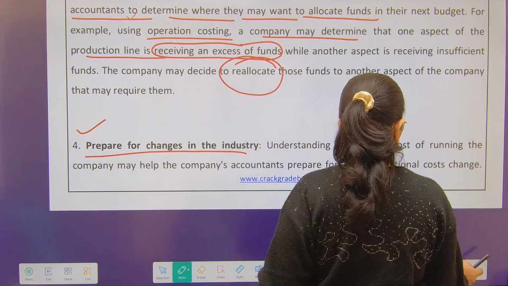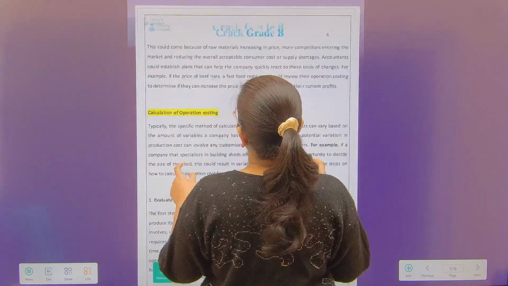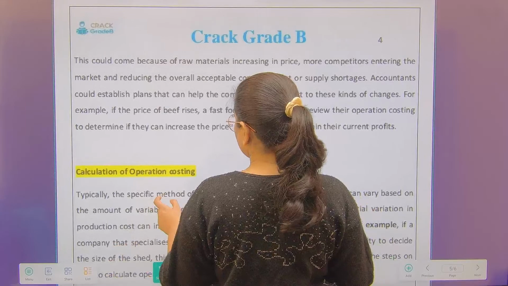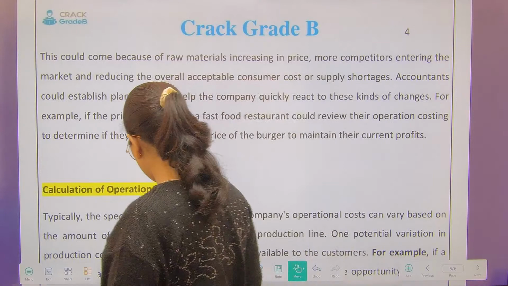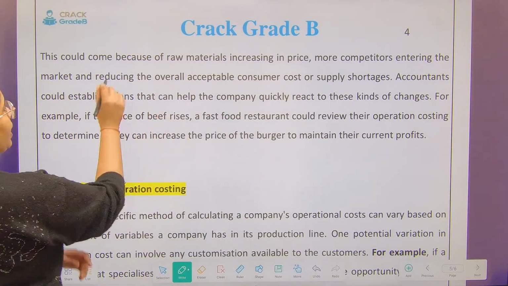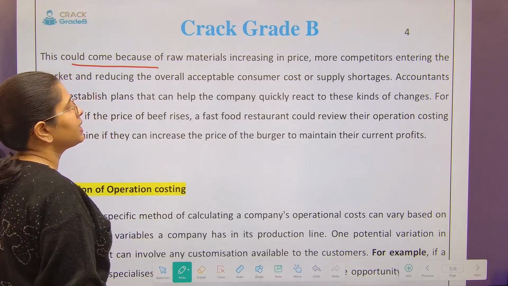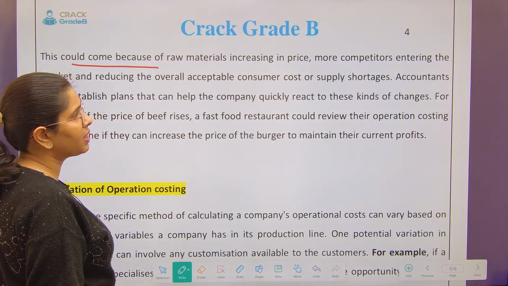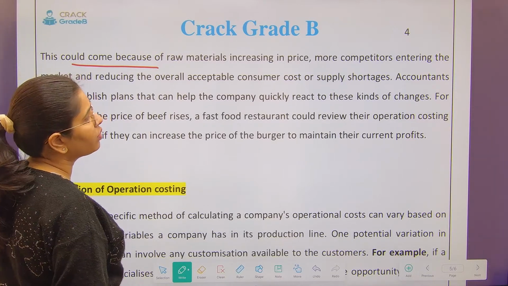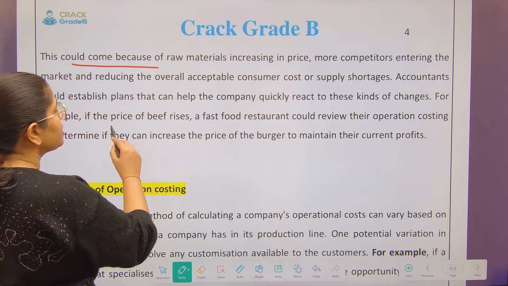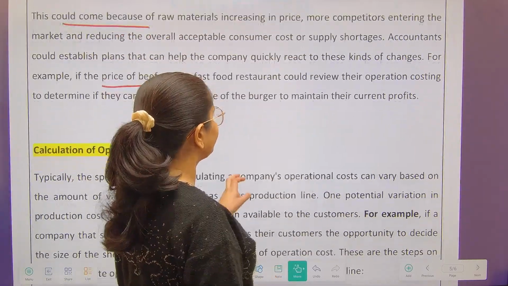Now moving on to the calculation of operation costing, but first let's complete this advantage. This could come because of raw material prices increasing, more competitors entering, reducing the overall acceptable consumer cost. So accountants could establish plans that help quickly react to these kinds of changes. Like when the price of beef rises, a fast food restaurant could review their operation costing.